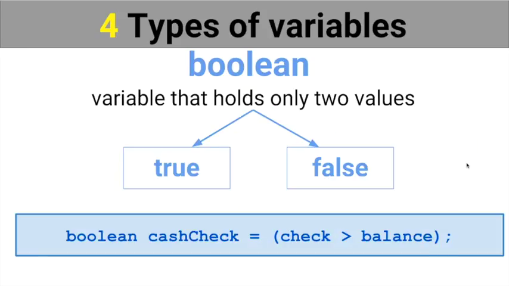And now we're up to our fourth type of variable, and that's a Boolean. And Booleans can either be true or they can be false. And this one has a Boolean of cash check. And if check is greater than balance, then that's going to be true. If it's not, then it's going to be false. So that's the only two values that this can hold. It can either be true or false.